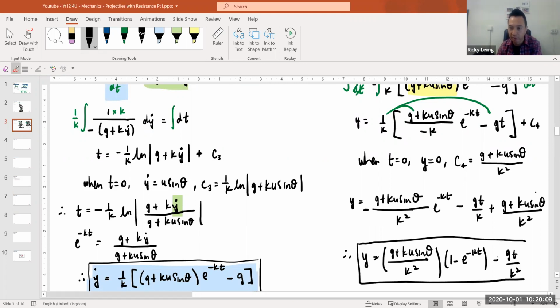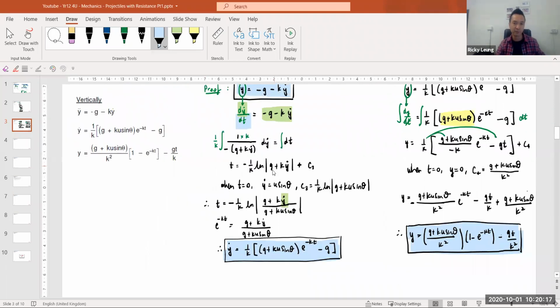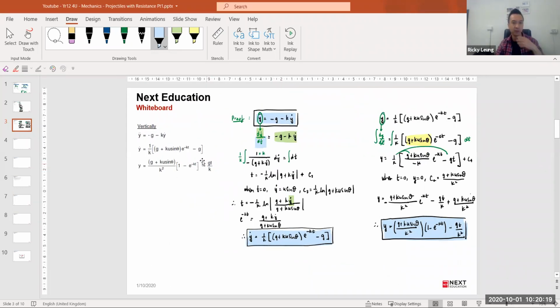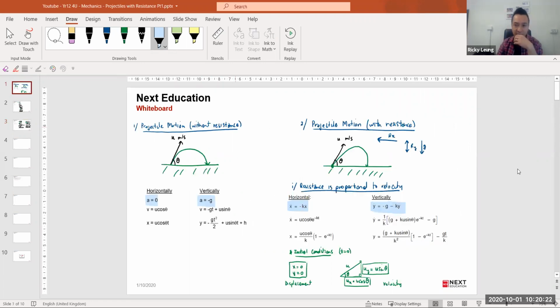Guys, that was a bit tedious, and it took about 20 minutes to prove. Hopefully in a test you don't have to prove all those elements, but if you do, not too bad. So that basically summarizes the 6 equations of motion that we need for resistance proportional to velocity.